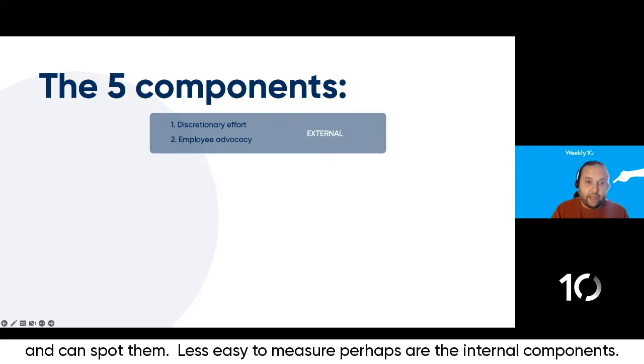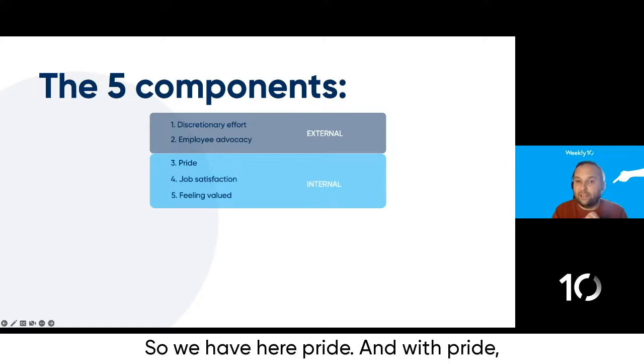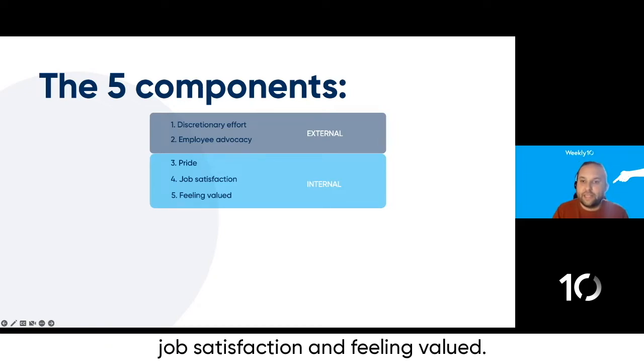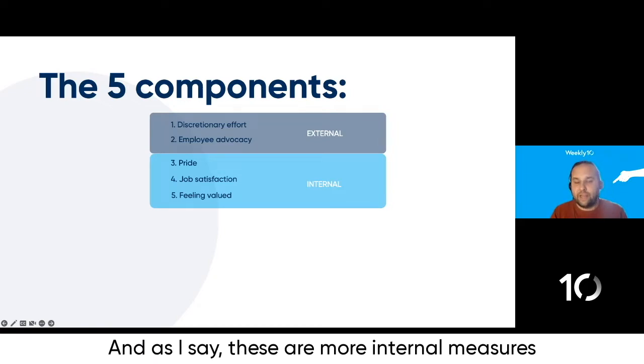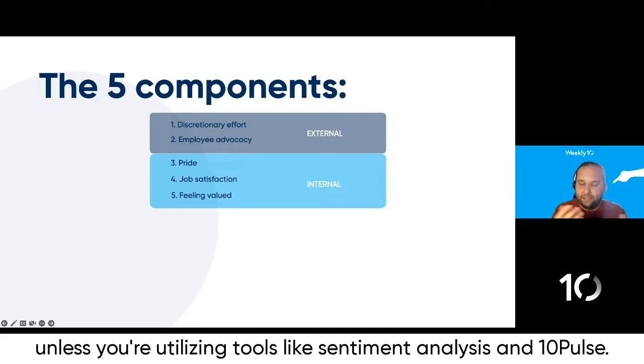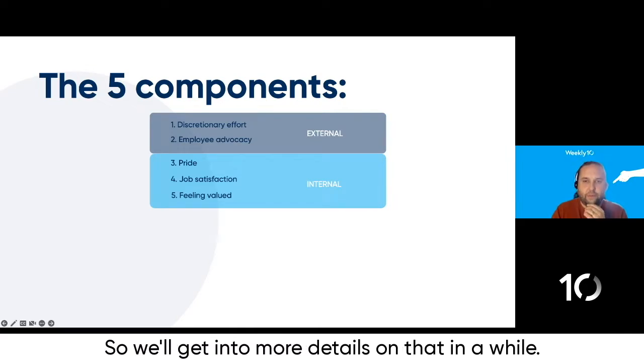Less easy to measure, perhaps, are the internal elements and components. So we have here pride, and in terms of pride, we typically talk about company pride, so pride in the business we work for, job satisfaction, and feeling valued. And as I say, these are more internal measures and slightly trickier to measure accurately unless you're utilizing things like sentiment analysis and 10Pulse. So we'll get into more details on that in a while.